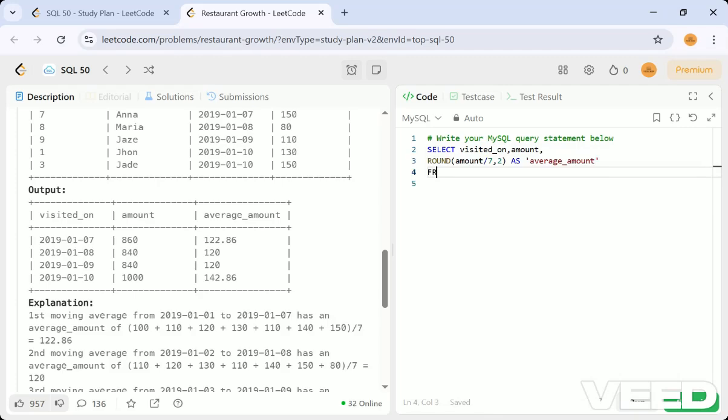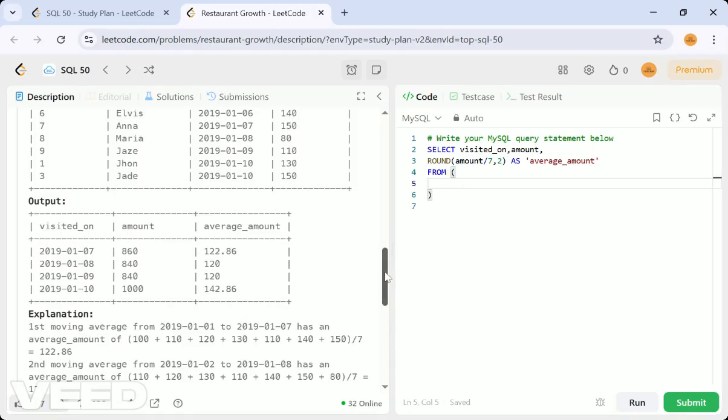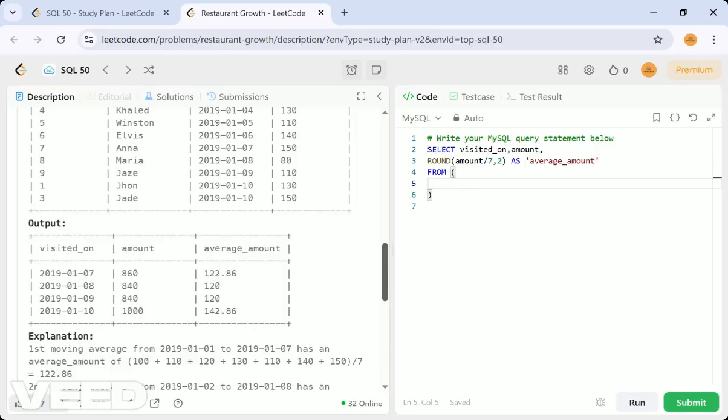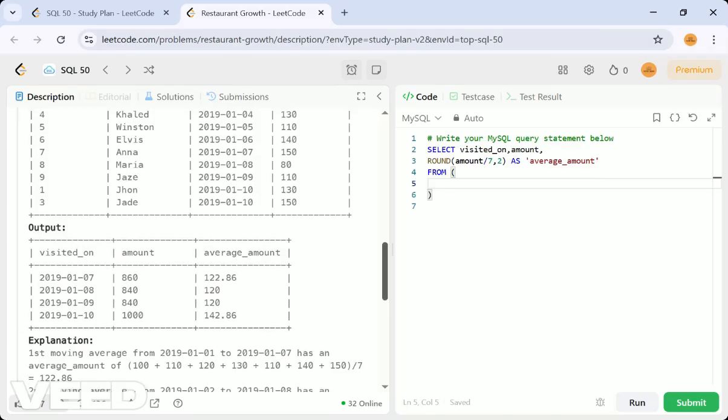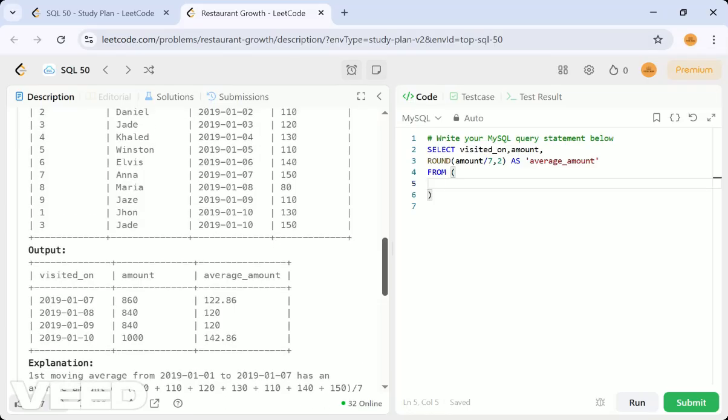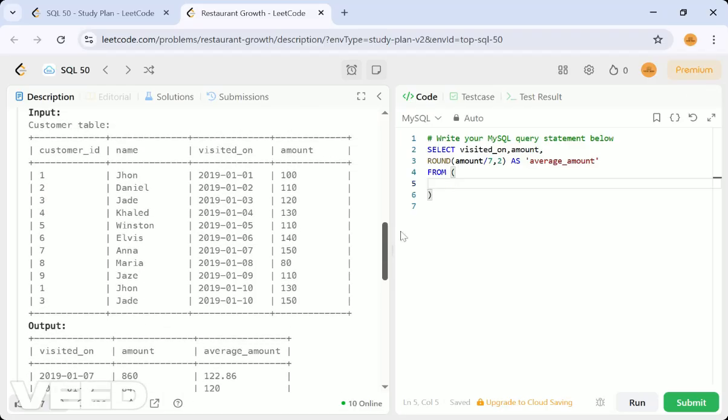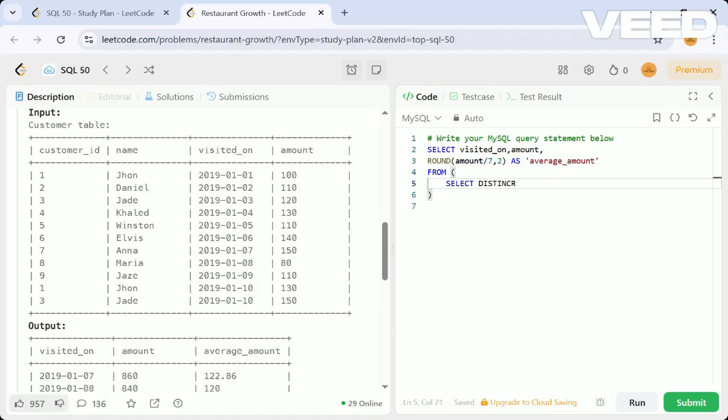From which table? This should be a subquery, right? From some table they want. How will we get that? That is, past 7 days data we have to get. That is, the interval should be 6 days from preceding and current row. So for that purpose, what can we use here? So we just have, again select. That should be different dates, right? So that should be distinct dates. Distinct dates is nothing but that is listed on.